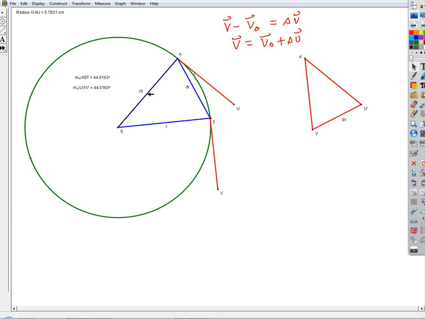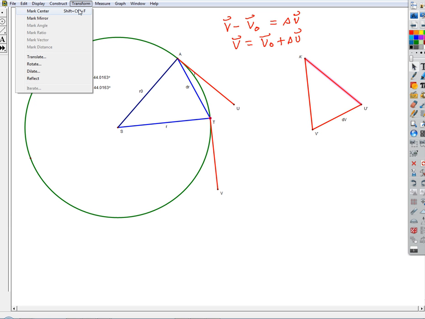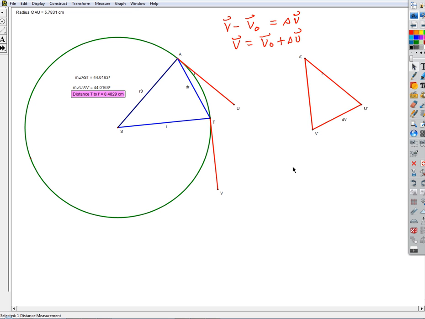Okay, let's measure these lengths. So we know what the radius is. It's right there, right? Okay, let's measure this length. It's going to be the same. Well, not necessarily the same length. Why? Okay, let's put the radius down here. Why is it different?